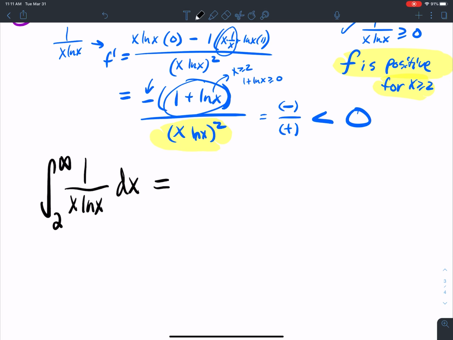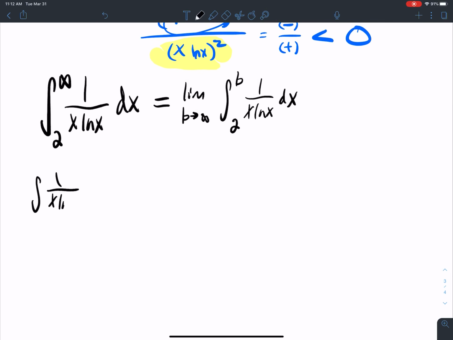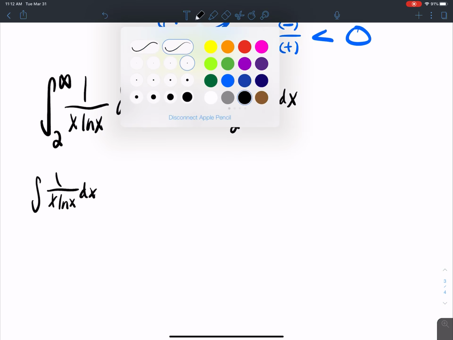First thing I would do is figure out the indefinite integral, and that's going to help us out. Because here we've got to turn this into a proper integral, 2 to b, 1 over x ln x dx. Okay, so let's just try to figure this out on its own. How could we do this? 1 over x ln x.